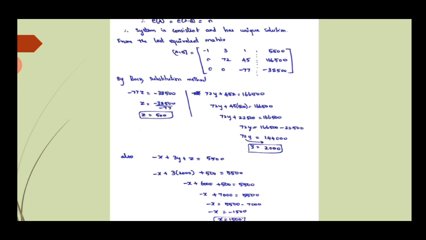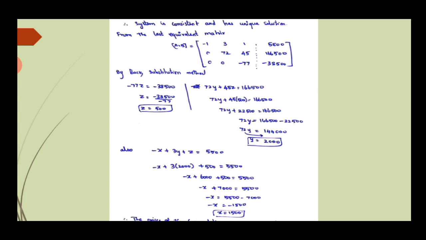And the second row I'm going to convert as an equation. So I get 72y plus 45z equal to 1,66,500. So already I know the z value. I'm substituting. So 72y plus 45 into 500 equal to 1,66,500, and by solving that I get y equal to 2000.